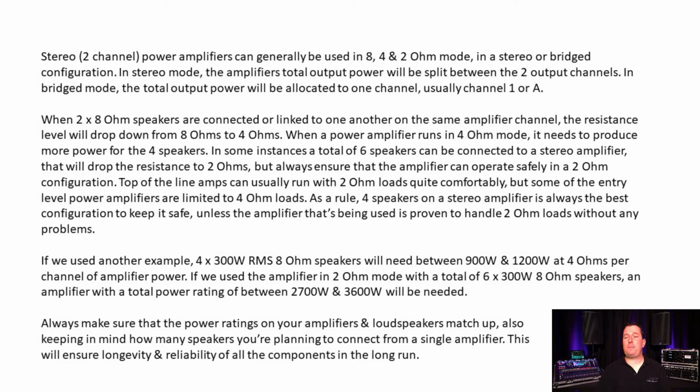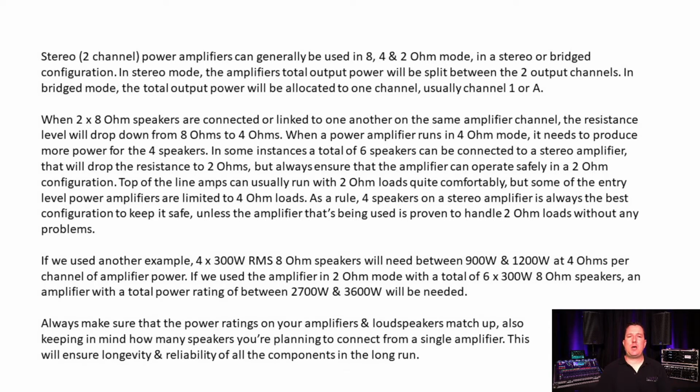Stereo or two-channel power amplifiers can generally be used in 8, 4 and 2-ohm mode, in a stereo or bridged configuration. In stereo mode, the amplifier's total output power will be split between the two output channels. In bridged mode, the total output power will be allocated to one channel, usually marked channel 1 or A.